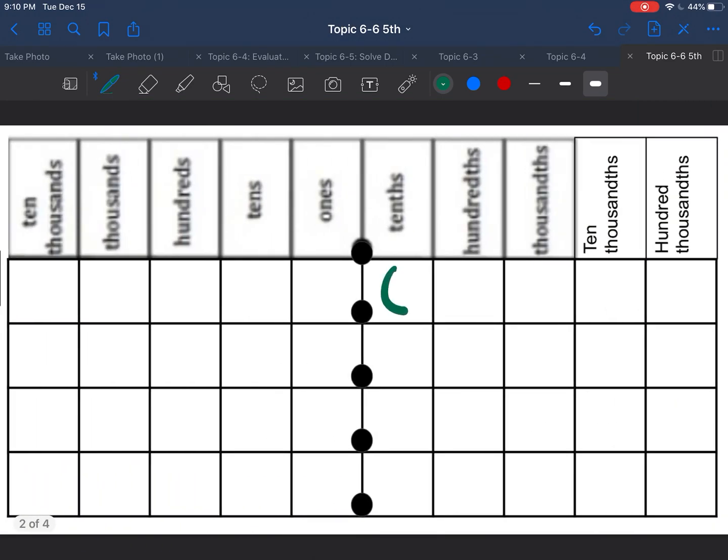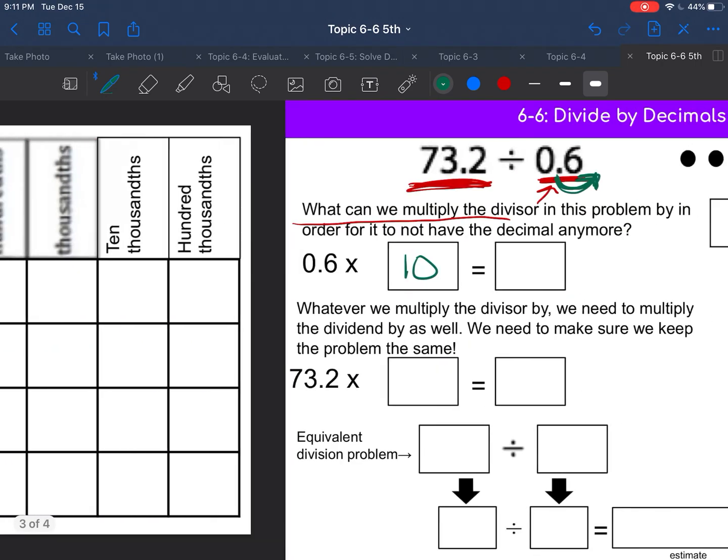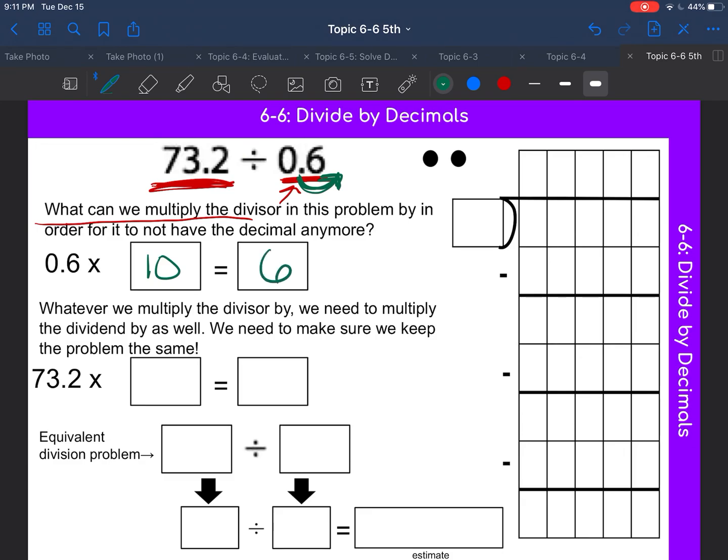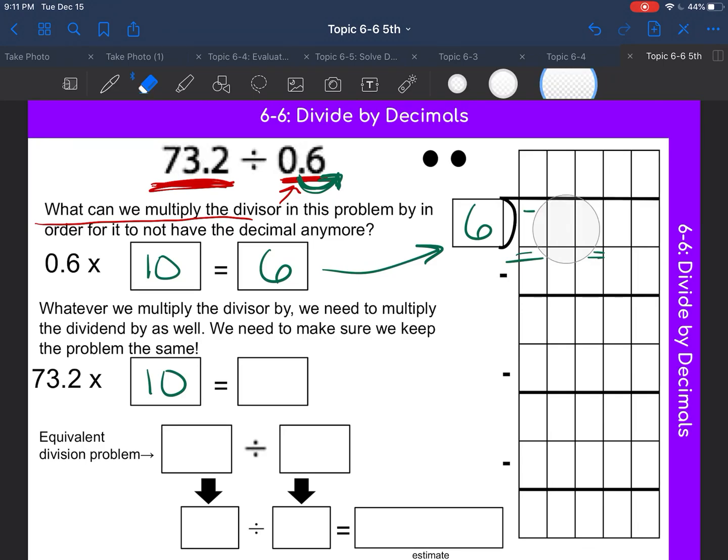And again, we can look at that. Multiply by 10, we're going towards the bigger numbers once. It would go like that. We get 6, okay? Now, 6 is our divisor, which is perfect, but we can't leave 73 and 2/10 there because we didn't do the same thing to the dividend. You need to make sure you also multiply the dividend by 10.